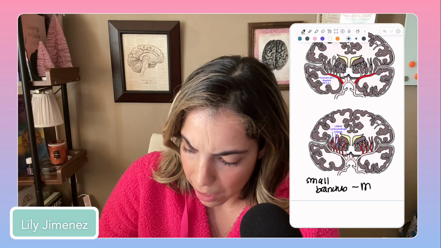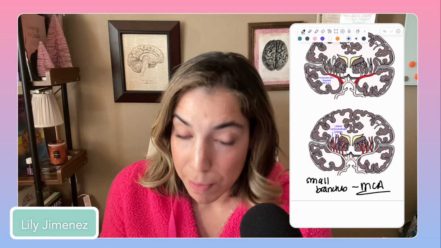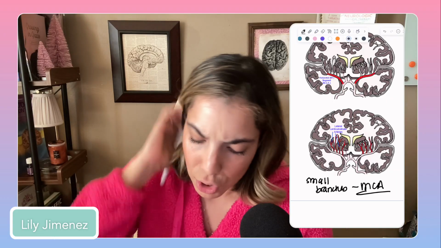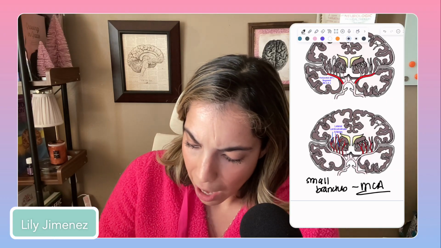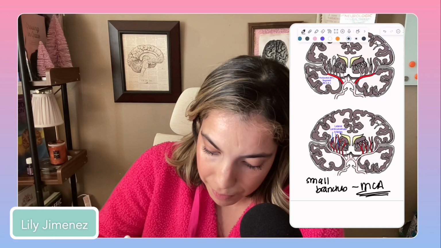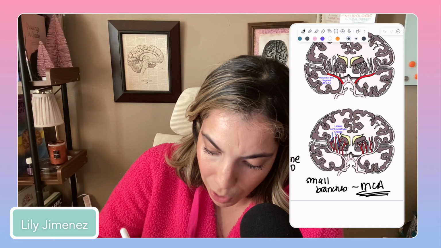of the MCA. Okay, so remember when I said that I was reading that the MCA is a hypertrophied lenticulostriate artery? So I guess this is where it all starts connecting, right? So these are small branches of the MCA, very, very prone to hypertension.